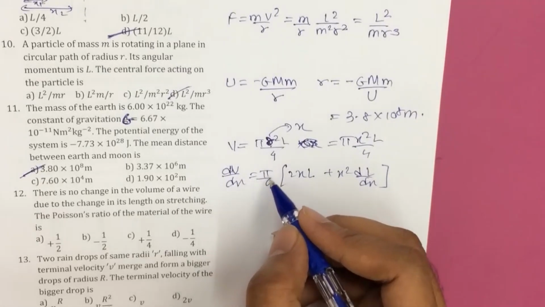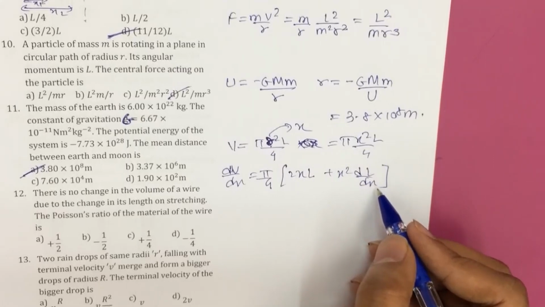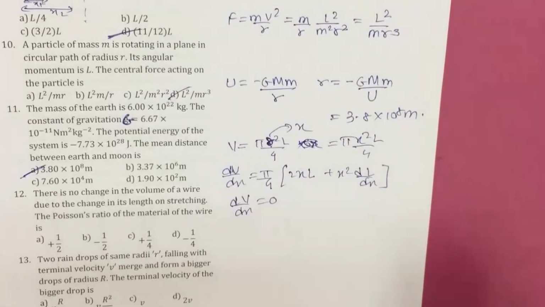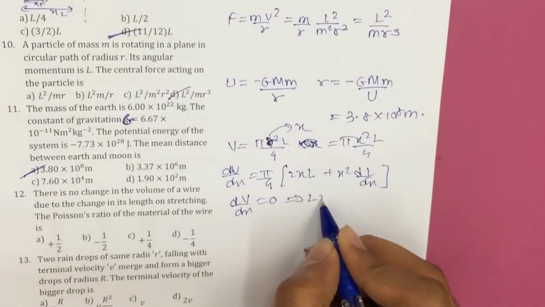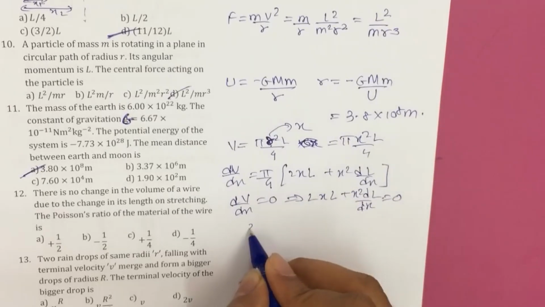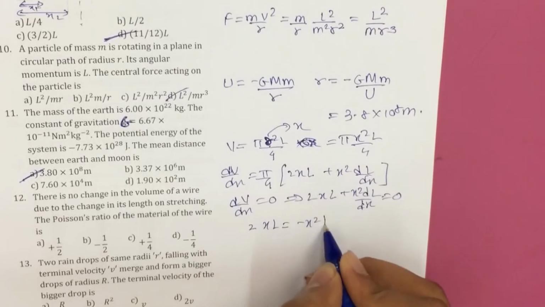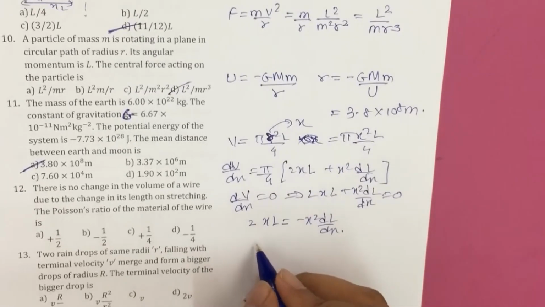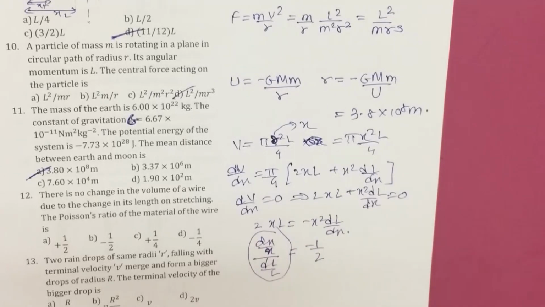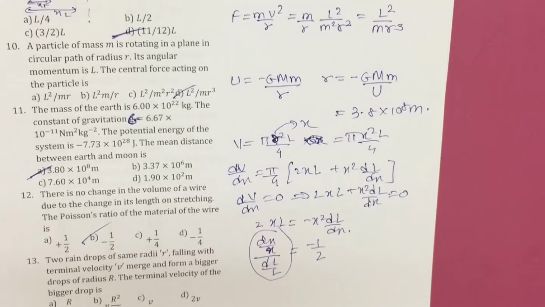On differentiating dV by dx, we will get pi by 4 times (2xL plus x square dL by dx). As the volume remains constant, dV by dx would be equal to 0. So this whole right hand side will be equal to 0. So we get 2xL plus x square dL by dx equals 0, so 2xL equals minus x square dL by dx. Now (dx by x) divided by (dL by L) would be equal to minus half. This left hand side basically represents your Poisson's ratio. So the Poisson's ratio would be option B, minus half, which is the correct answer.